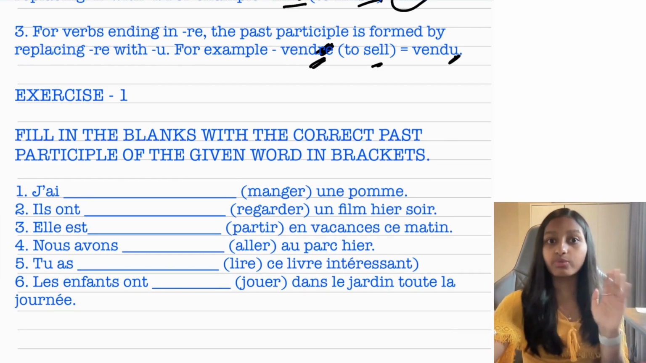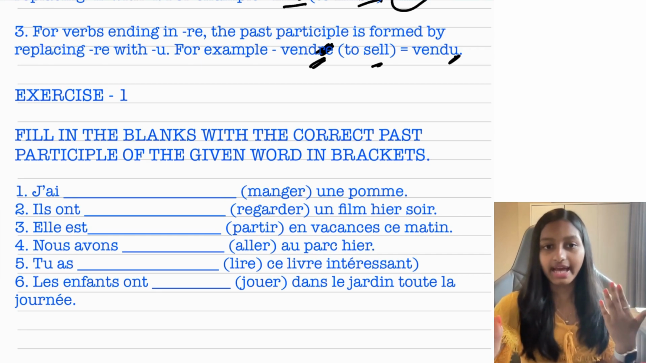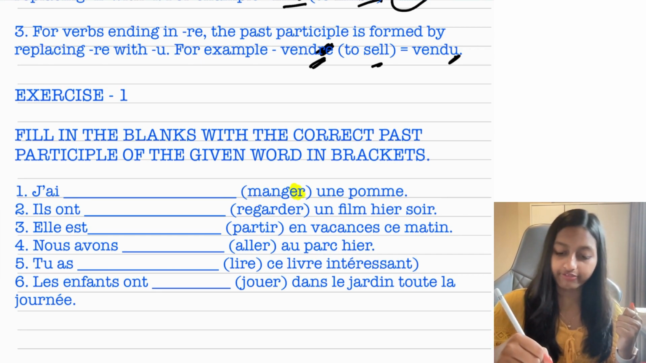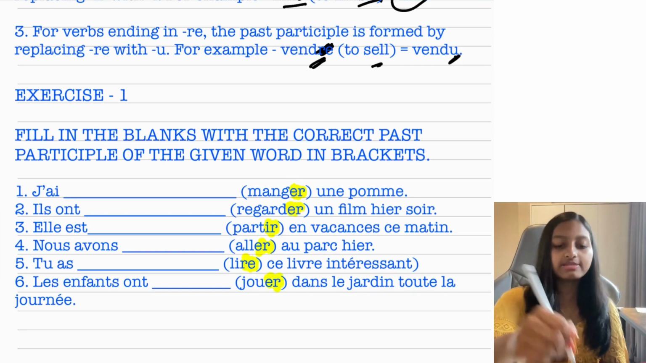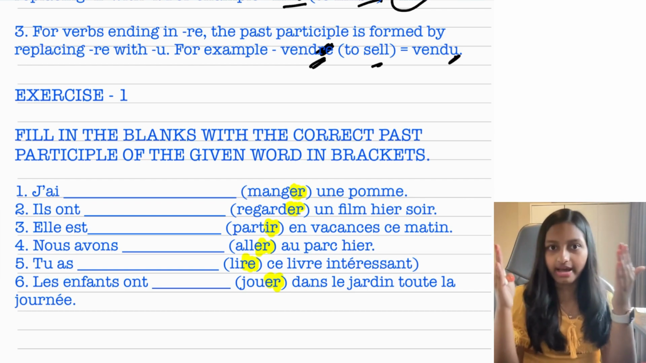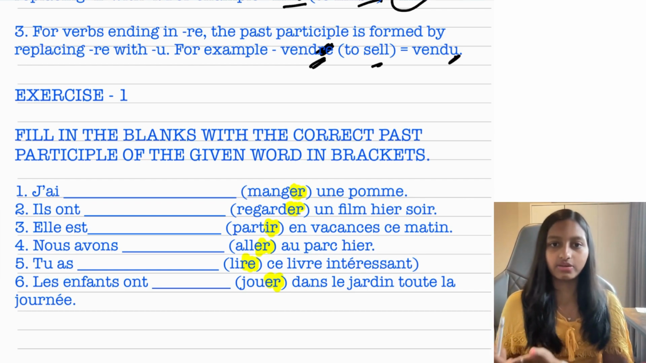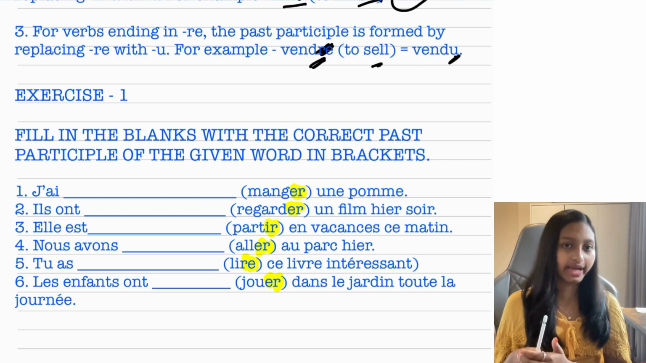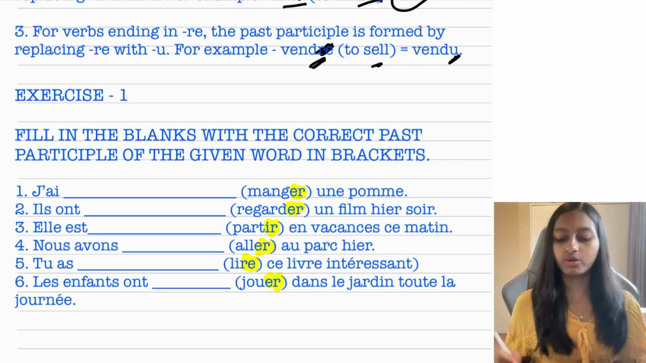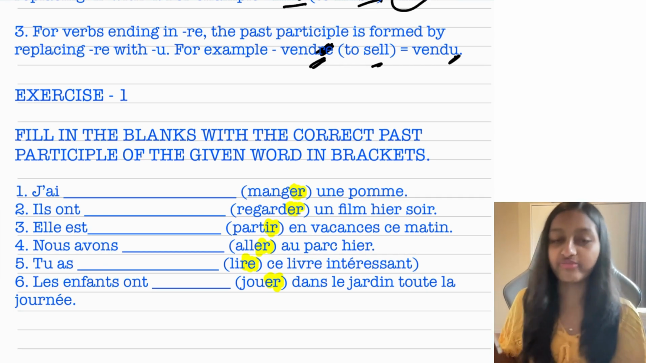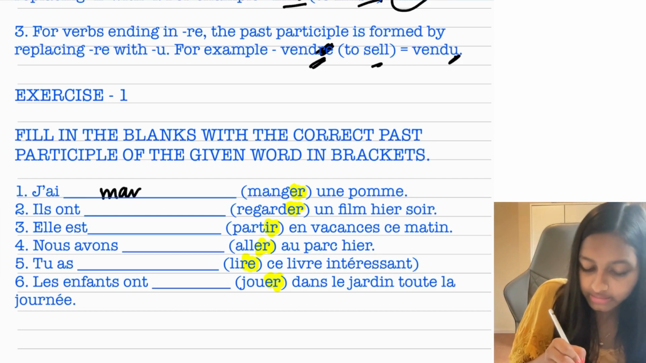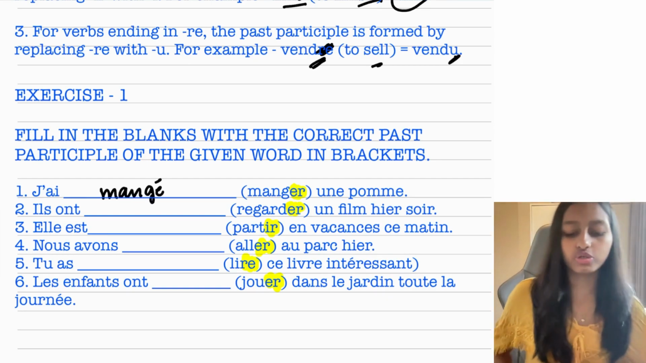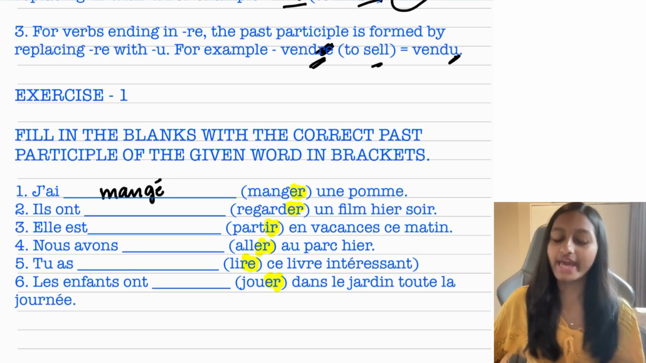Now, the first thing that I would do is highlight the endings of the verbs. So we have er, ir, re, and er. It makes it easier for me because now it's in front of my eyes: okay, which ending do I have, and which rule do I have to apply. Now, j'ai dash une pomme, and we have manger. Since it's er, it's going to be mangé. So I removed the er and added é with an accent.